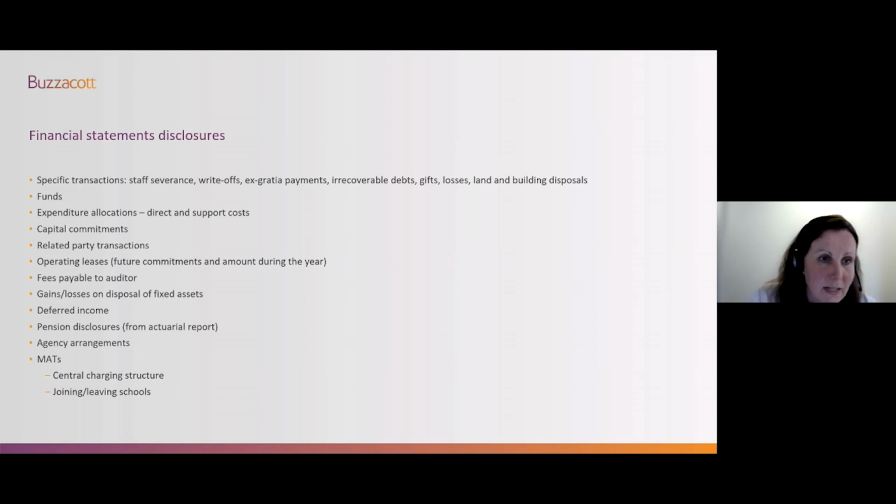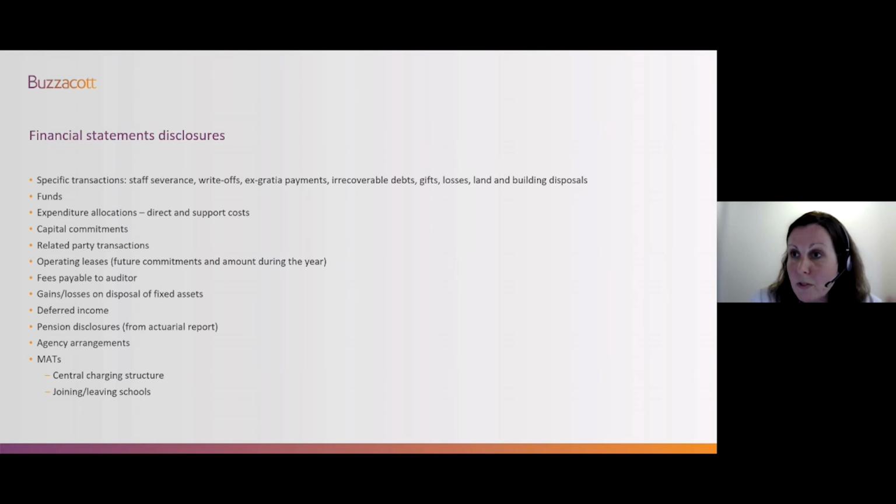Other commitments: capital commitments, anything you've committed to that's not included in your capital spend but have signed contracts for, for example, at year end, to be reflected. Related party transactions, so making sure you have the declarations of interest and know any transactions that need to be disclosed there. Operating leases, similarly, anything there, rental, photocopiers, etc. Audit fees, disclosures on those, and gains and losses on disposal of fixed assets.